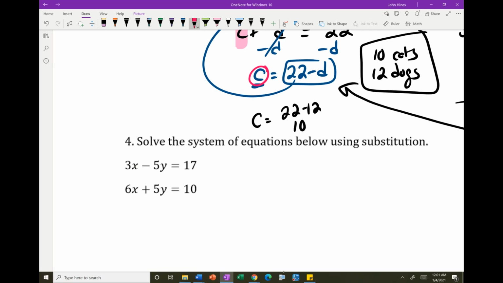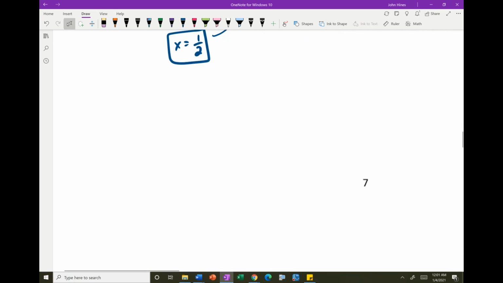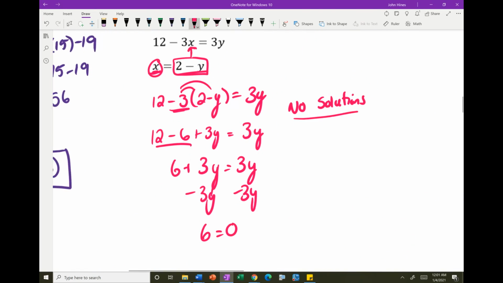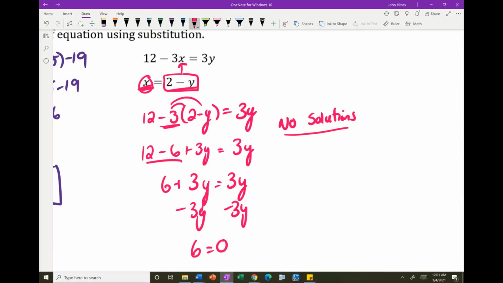Let's save this. This one we'd actually solve with elimination, which we're going to talk about later in the week. So solve it using substitution? No. This is not one you solve using substitution. We only like using substitution when one of our variables, doesn't matter if it's x or y, is all by itself.